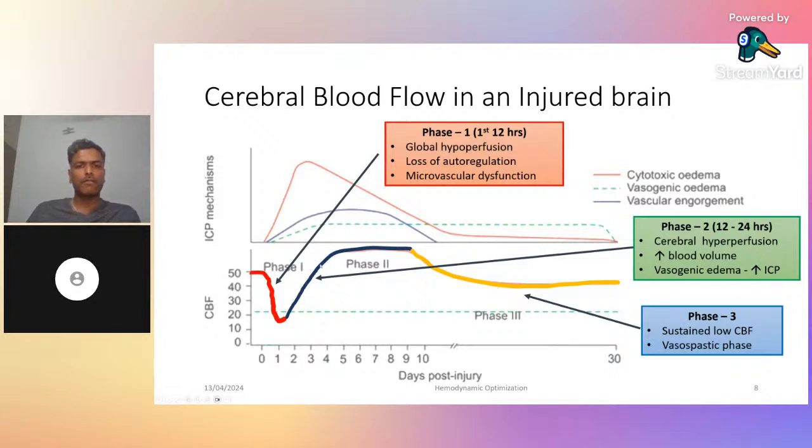So in phase two, if you have very high blood pressure, it would be counterproductive. Whereas in phase one, having a higher pressure would be productive for the patient. So these kinds of changes do happen in the injured brain, and we need to have an idea of what changes are happening in a particular patient.